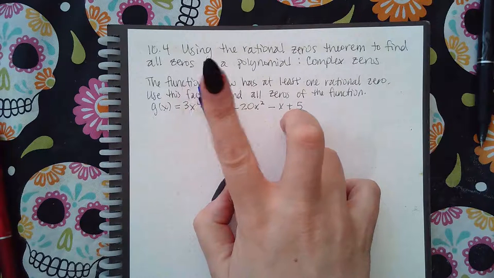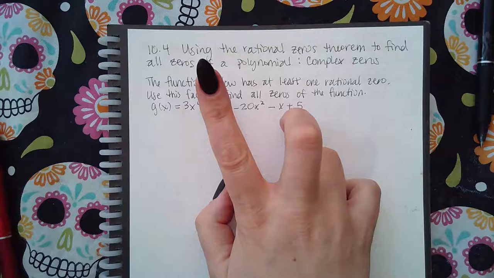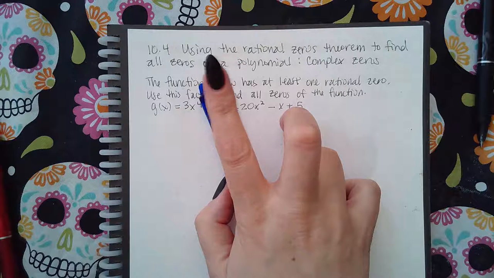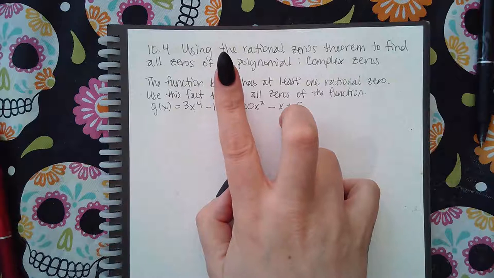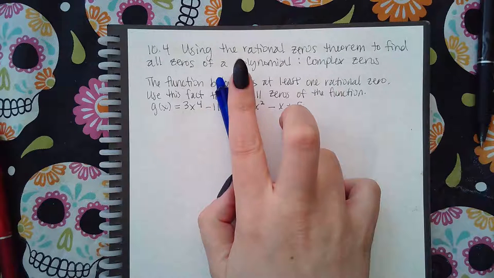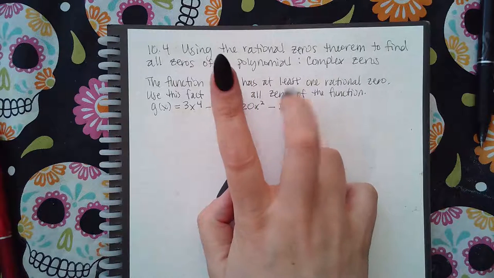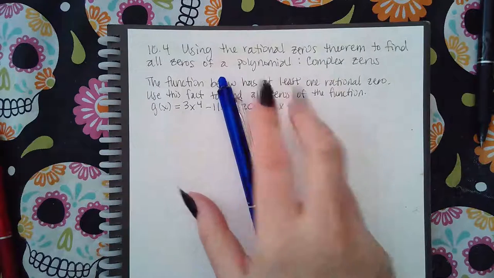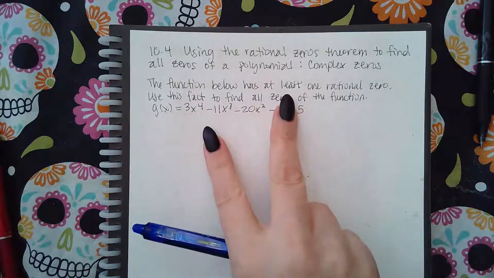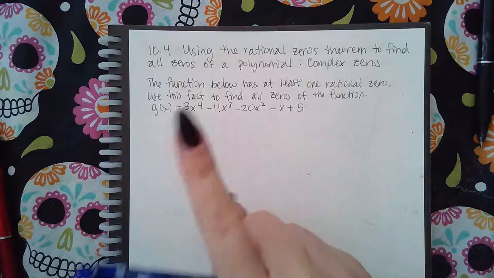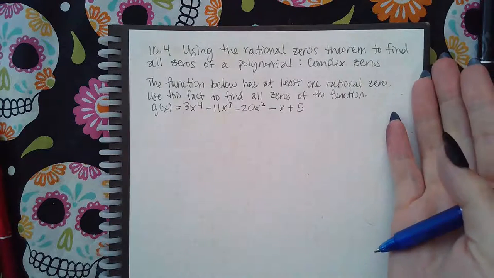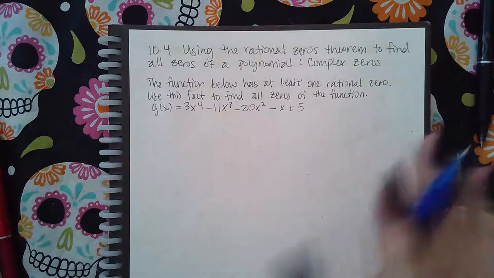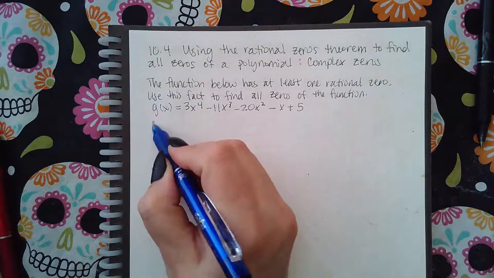It cannot possibly be an imaginary because it needs to be in a pair. There's only one left. So it's possible I'm going to have two rational zeros, or that the one that I find works twice. So it's either going to be two different rational zeros or one rational zero that works twice, and then I'm going to have these imaginaries as well.